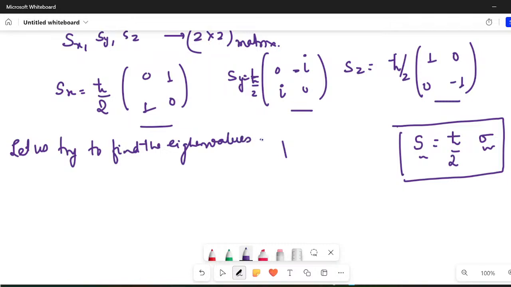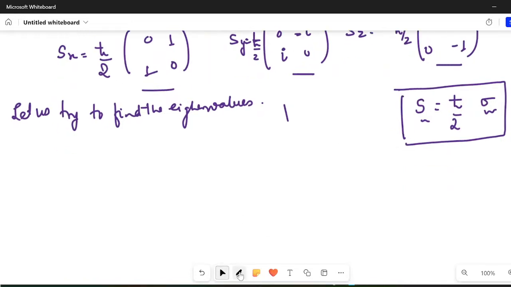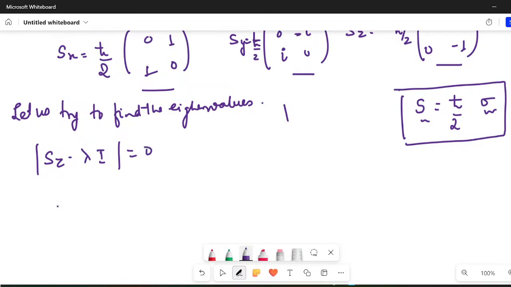Let us try to find the eigenvalues. These are very important. If I want to find the eigenvalues, let's start from Sz. So |Sz minus lambda I| equals 0. This is quite easy to see, what would this be equal to?